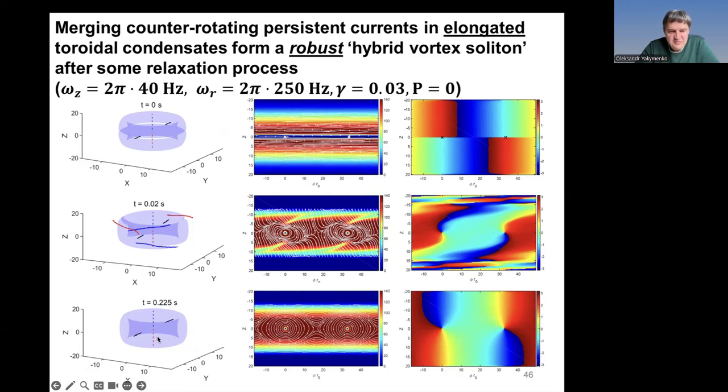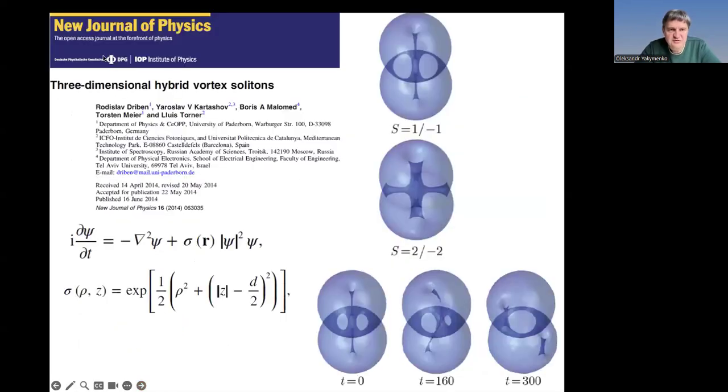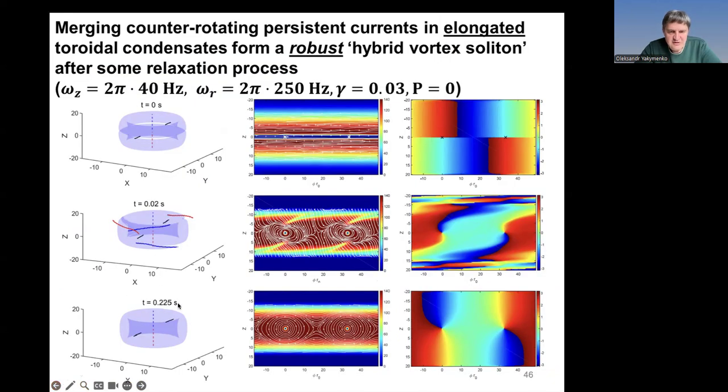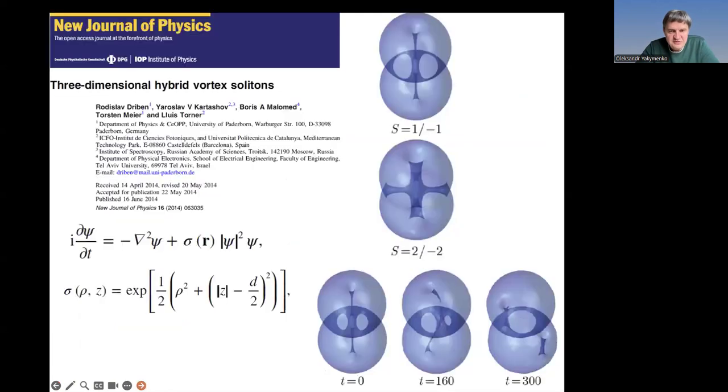And this is a kind of hybrid structure because the total angular momentum is zero, since you have counter-propagating flow, but you have a very complicated topological structure of these flows, which resemble so-called hybrids, which were predicted in a similar system. But in this case, this is very simple and in experiments it can be realized.